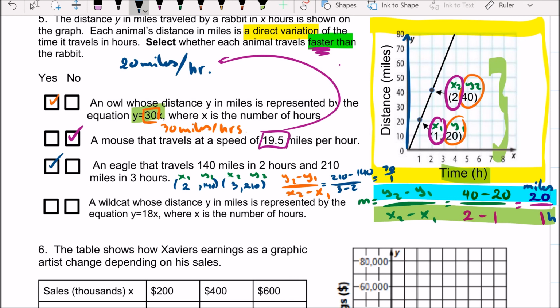A wildcat whose distance y in miles is represented by the equation y equals 18x, where x is the number of hours. So 18 represents the speed. So that will be 18 miles per hour. Sorry, my habit of putting an S after hour. So 18 miles per hour is slower than the rabbit. So it's a no. That's it.